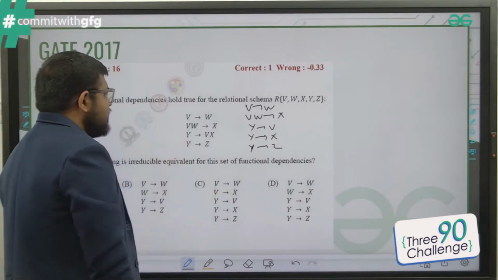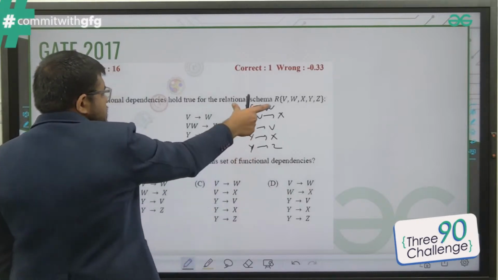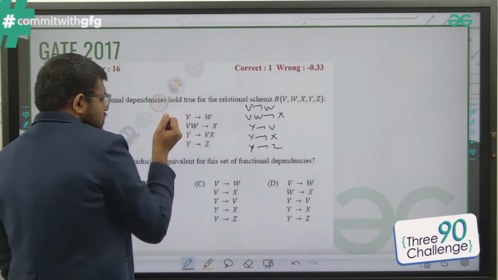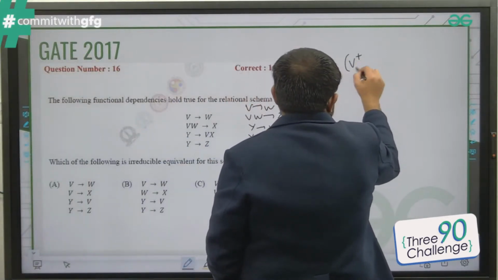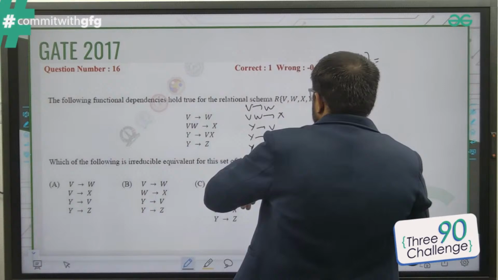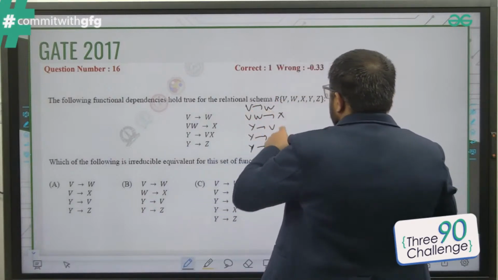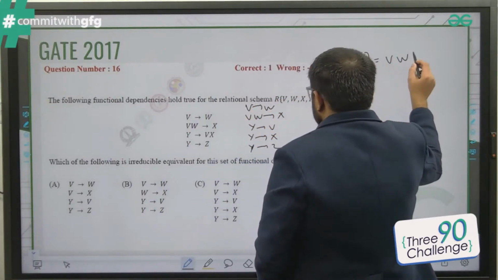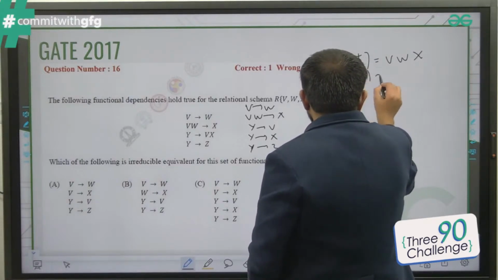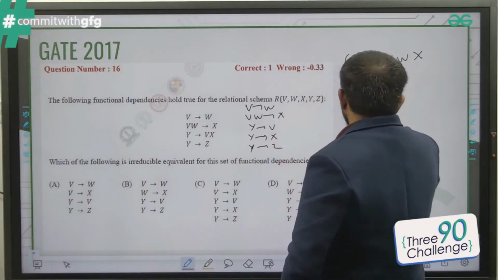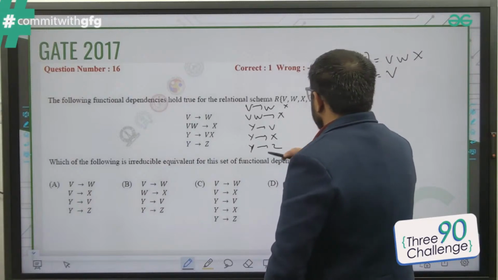Okay, V plus, considering this and not considering this. Let me find it out. So I'll find V plus considering all this. It will give me VW, then VW gives me X, and I will find V plus without considering the first functional dependency, so it will give me V only. So this is not redundant.